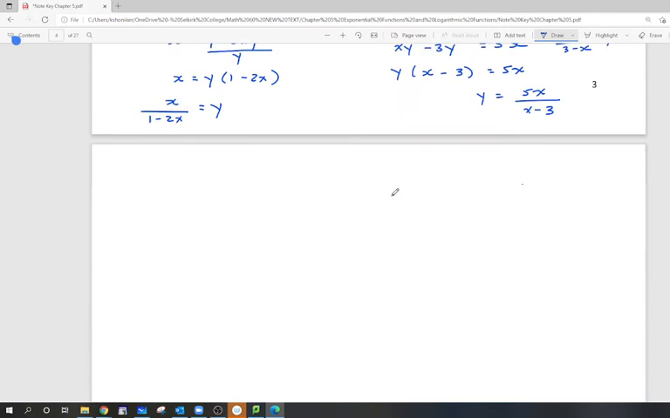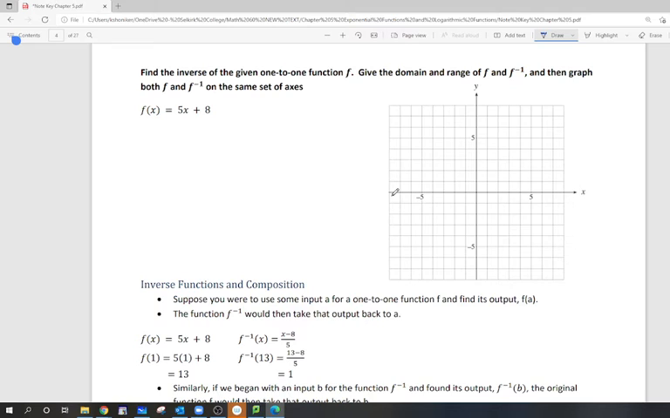All right, last page of this note. So now let's go to a nice put-it-all-together question. This question says, find the inverse of the given one-to-one function. Okay, so they've told you it's one-to-one, which means we can find the equation of the inverse. It's funny, it doesn't specifically say equation, but that's what they mean here. So they want you to find the inverse of the given one-to-one function.